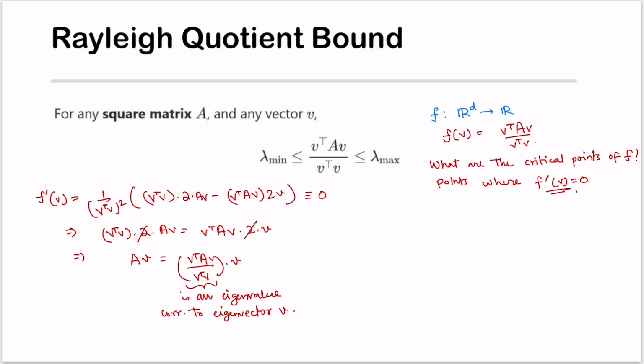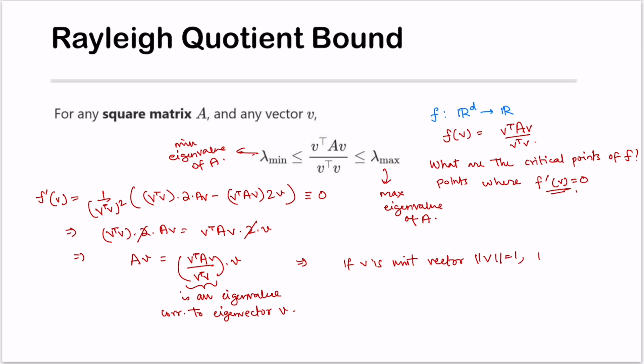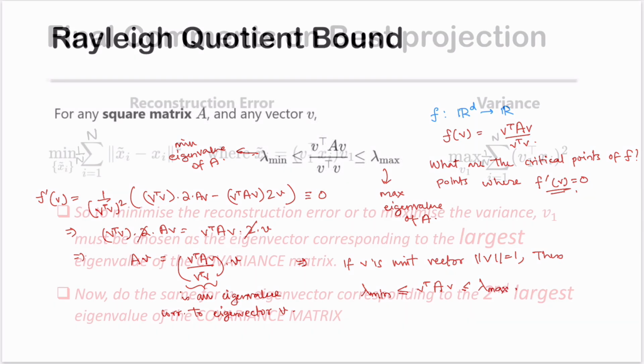So what the theorem essentially says is that if you take v transpose Av by v transpose v, then it will lie between the maximum eigenvalue of A and the minimum eigenvalue of A. So if you want to maximize this particular quantity, this quantity will be equal to the maximum eigenvalue of A. So what it means is, if v is a unit vector, we can also rewrite it as v transpose Av being in between lambda min and lambda max.